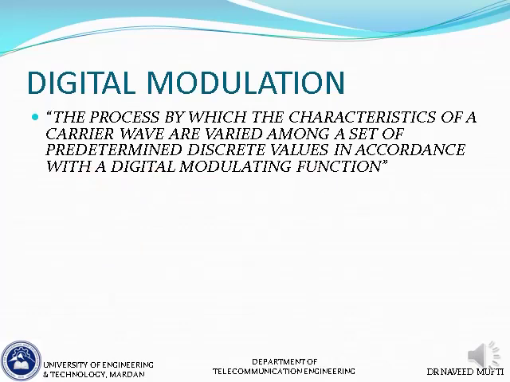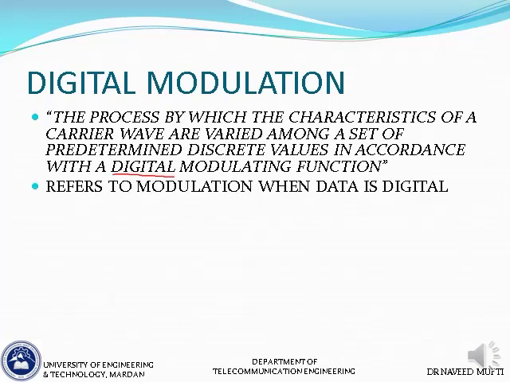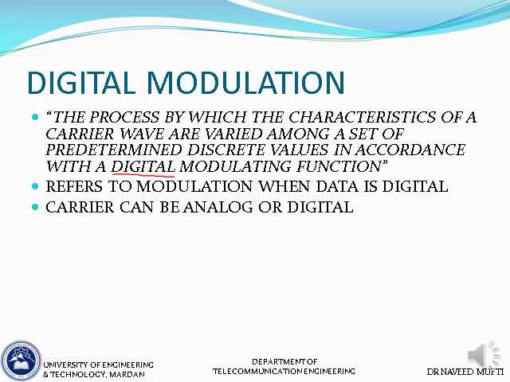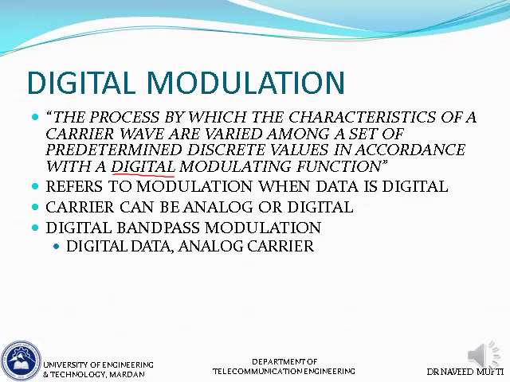So just note here that in the digital modulation definition, the modulating signal is digital. That's what you have to remember. It refers to modulation when the data is digital. The carrier can be, of course, analog or digital. So that basically splits digital modulation into two broad categories. One is digital bandpass modulation, where the data is obviously digital but the carrier is analog. Can you think of any examples where the carrier is analog but the data is digital?